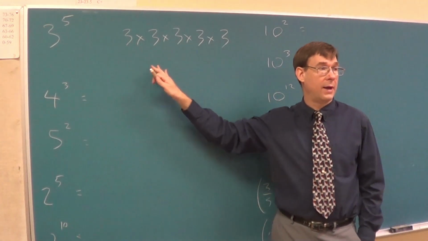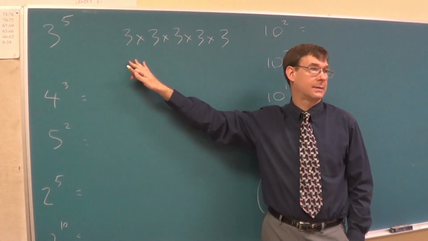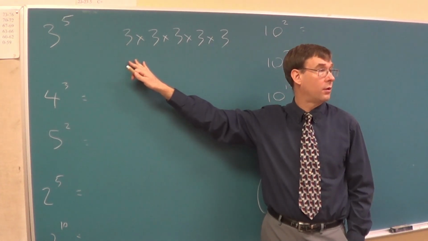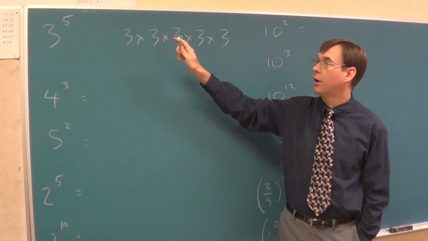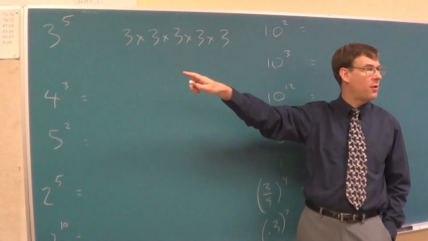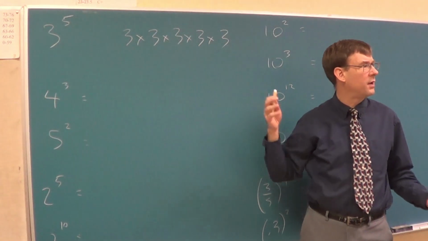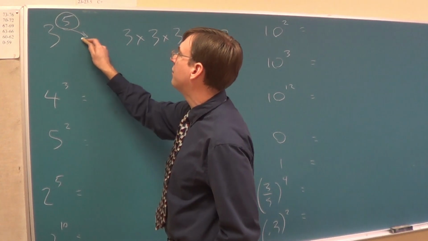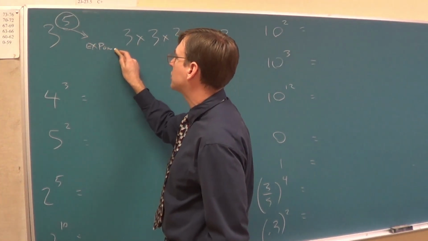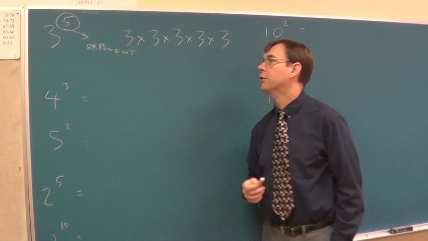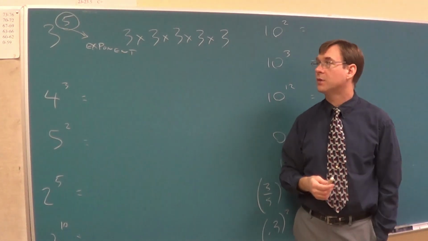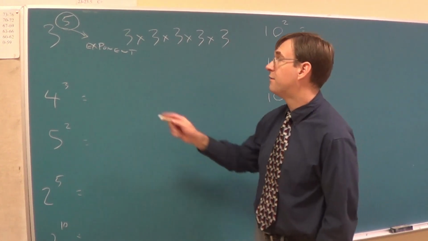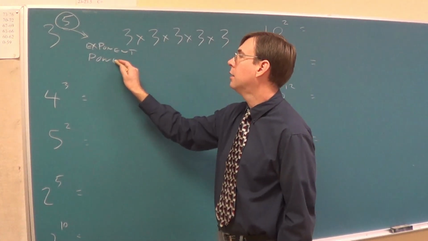Anybody else know a name of anything here? We're hunting for 3 names in this world. Exponent is a word here. Is the 3 the exponent? Is the 5 the exponent? Do you have an opinion on that? The 5. One word for the 5 can be called an exponent. That is true. The 5 has another name. The 3 also has a name. Okay, the 5 could also be called the power.